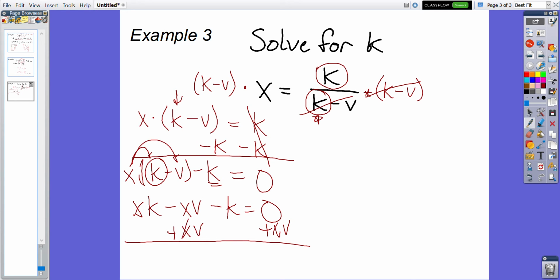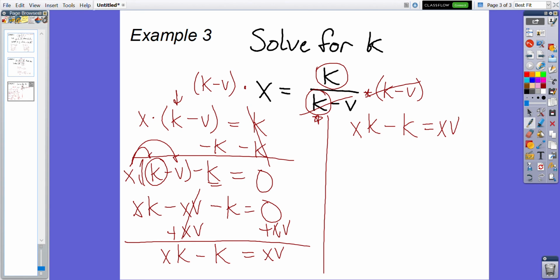When I do that, my xv's cancel. On the left side, I'm left with xk minus k equals my positive xv. So right here, I'm going to go ahead and put that in my next column over. So xk minus k equals xv. Okay. So now I'm at a crossroads where I've got to figure out how to make two k's become one of them. And I look at the two terms that I have on the left side, which are an x times k and a singular k by itself here.